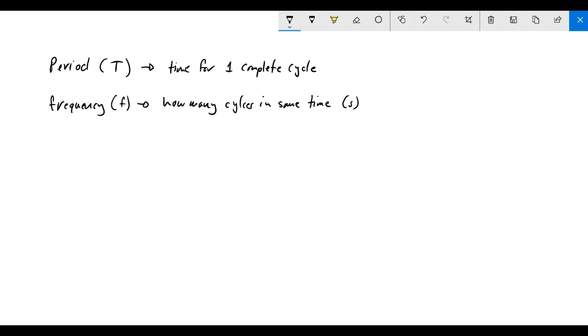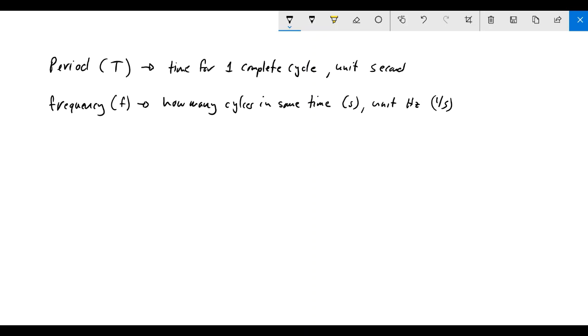Now, the unit that we use for period is going to be the second. And the unit that we use for frequency is something called a hertz, Hz. And a hertz is the same as 1/second. So we would say it as per second.